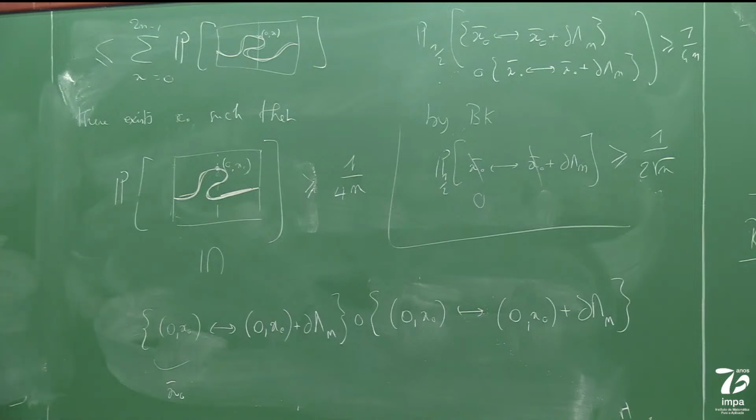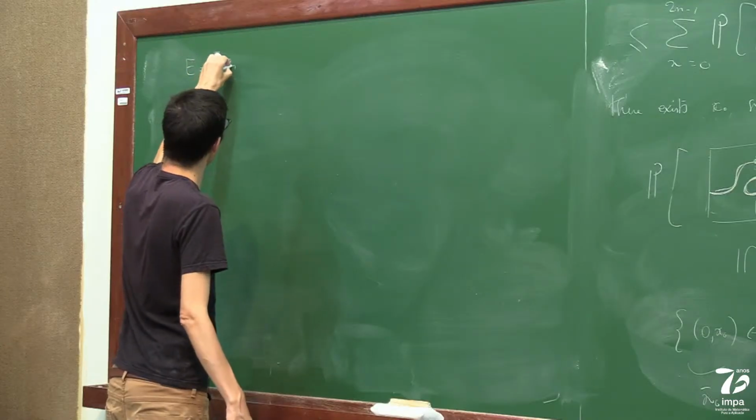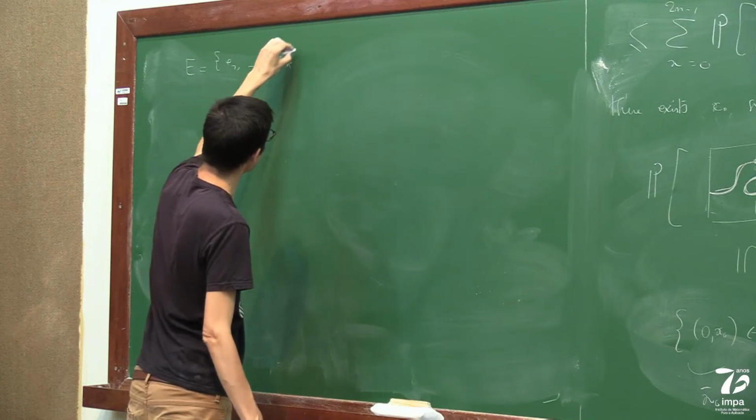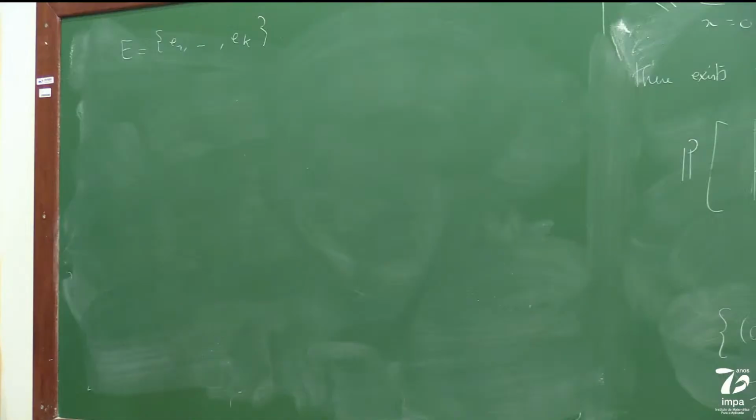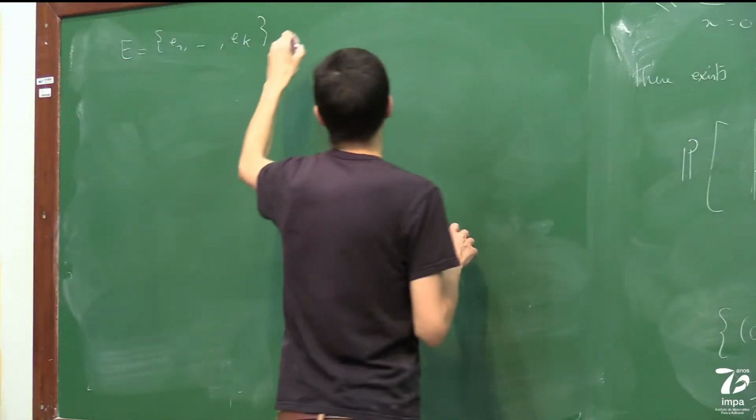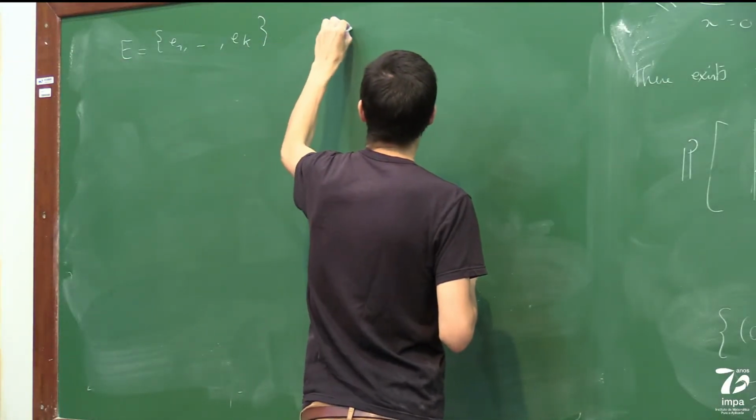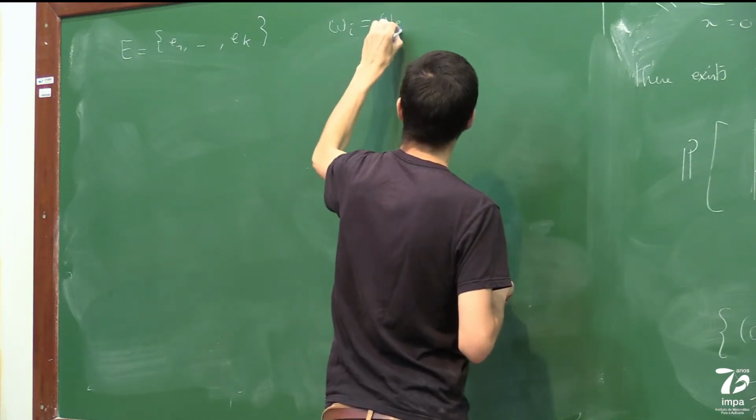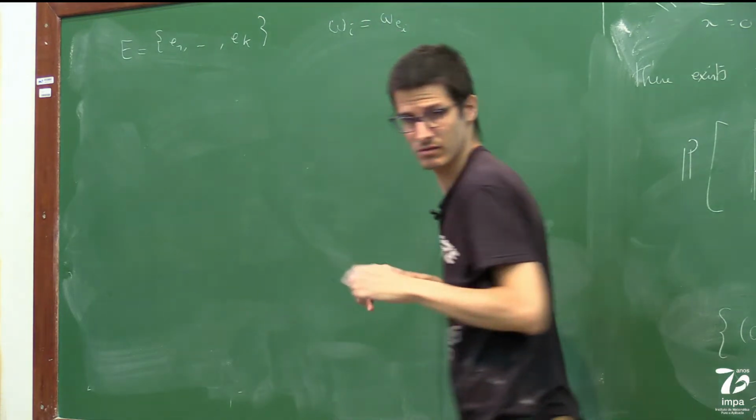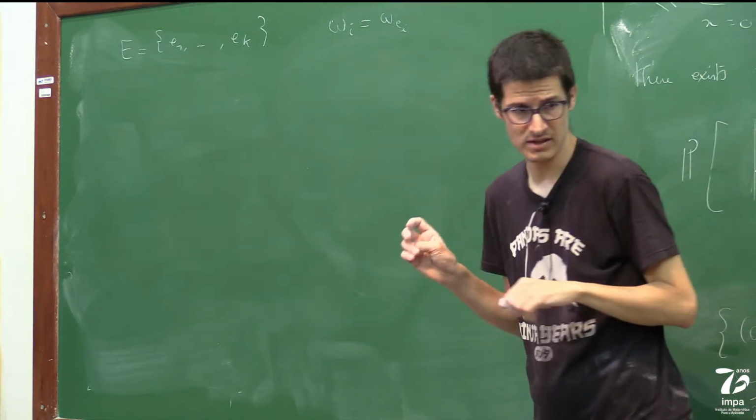Okay, so we say that the event depends on finitely many edges. So basically, I can reduce myself to the case where E is just a finite set. And then I will just use the notation omega I for omega EI, just to simplify the writing.